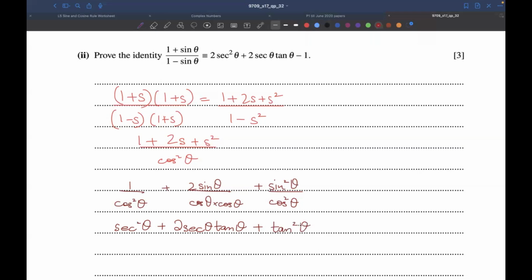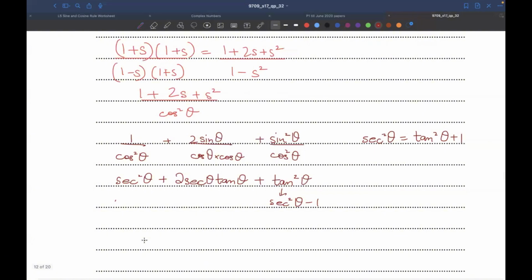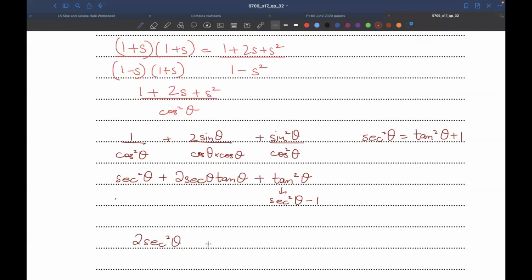And now we know the identity: 1 plus tan square theta is sec square theta. So tan square theta plus 1 is sec square, which means tan square will be sec square minus 1. So when we write sec square theta minus 1 over here, we'll get sec square plus sec square, which will become 2 sec square theta. We already had 2 sec theta tan theta and minus 1. Now we have the identity that we had to prove.